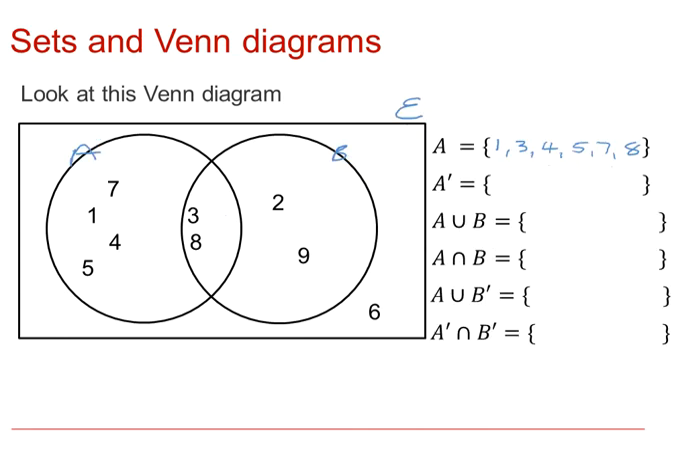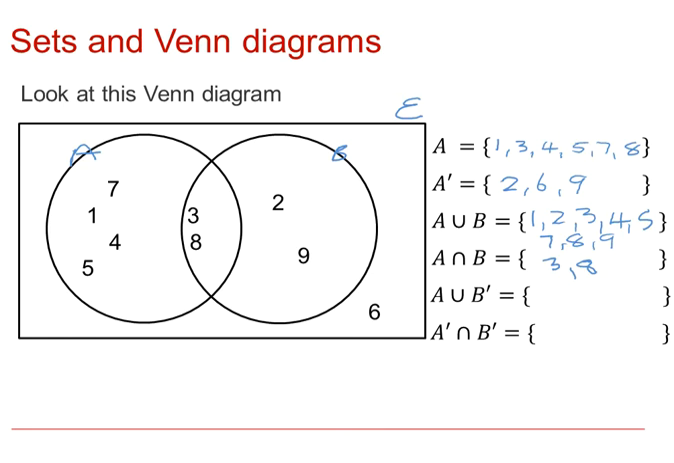So if we know what is in A, we can then also say what is not in A. So what is not in A would be the numbers 2, 6, and 9. A union B will have all of the numbers except for the 6, which lies outside both of them. A intersection B, the numbers in both A and B, will be 3 and 8.